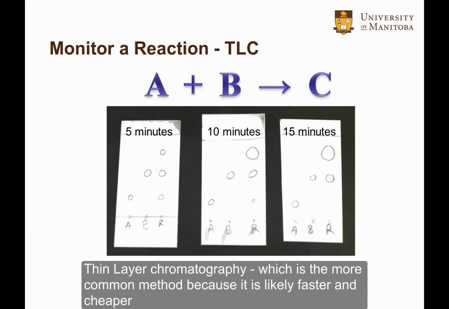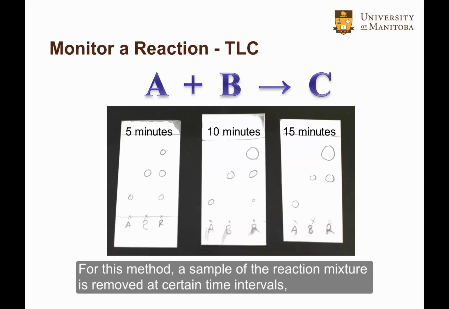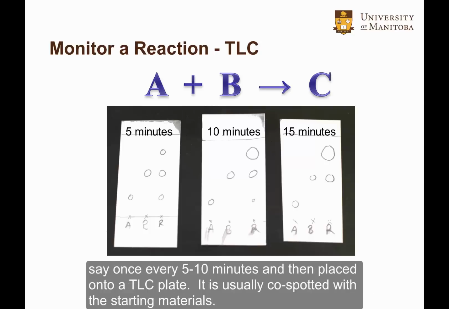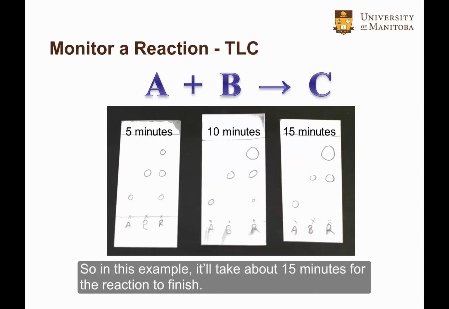Thin layer chromatography is the more common method because it is likely faster and cheaper than some of the spectroscopic methods. For this method, a sample of the reaction mixture is removed at certain time intervals, say once every 5 to 10 minutes, and then placed onto a TLC plate. It is usually co-spotted with the starting materials. The plate is developed, and the disappearance of the limiting reagent from the product lane is a sign that the reaction is complete. So in this example, it will take about 15 minutes for the reaction to finish.